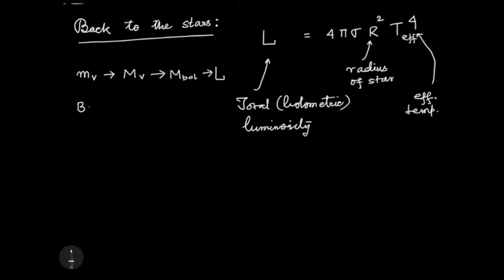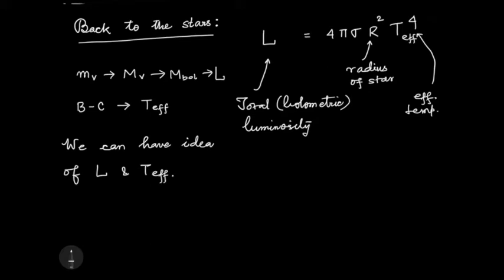We also said that we can know the B minus V color, and that will give us the effective temperature of the star. And to know the B minus V color, we have to do correction for the dust, etc., which we discussed in an earlier lecture. All right. So there are two quantities that we can know now. So we can have an idea of L and T effective, even in the worst case, so this is if we know distance d to the star.